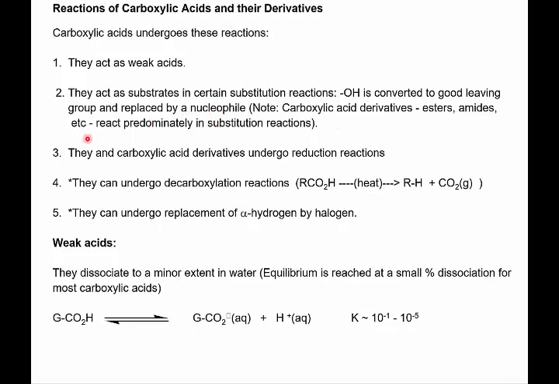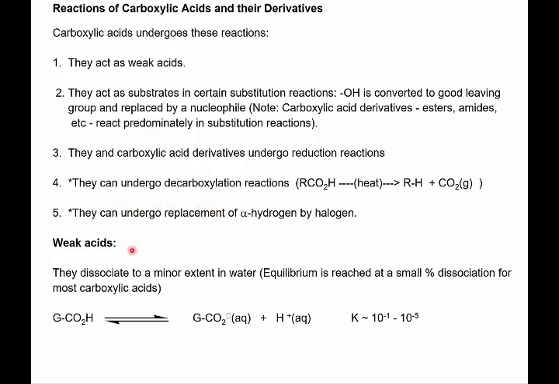Number 3, we're going to look at the reduction of carboxylic acids and their derivatives. And then number 4, a reaction called decarboxylation, where the carboxylic acid is subjected to heating, which is going to cause an elimination of carbon dioxide from the carboxyl group. And then number 5, this is a halogenation of carboxylic acids.